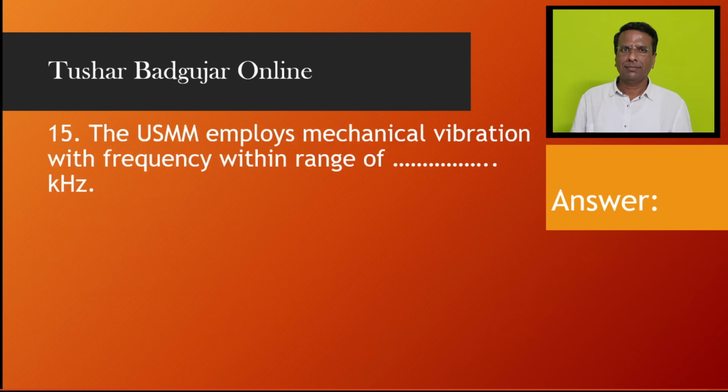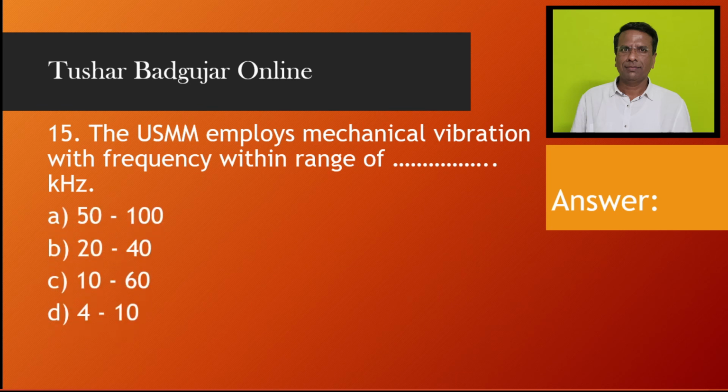The USMM employs mechanical vibration with frequency within the range of dash dash kilohertz: 50 to 100, 20 to 40, 10 to 60, 4 to 10. And the answer is B, 20 to 40 kilohertz.